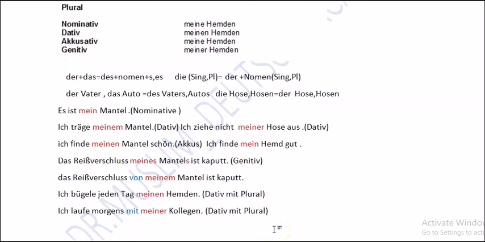So these were practical examples of lesson 6, and it was about possessive articles in nominative, accusative, dative, and genitive.